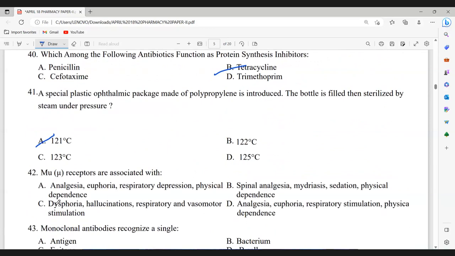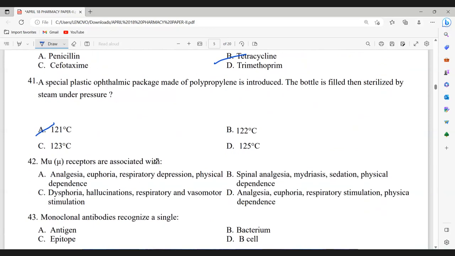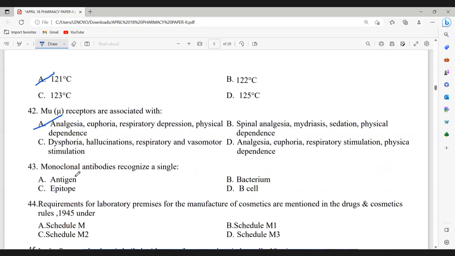And 42, muscarinic receptors are associated with analgesia, euphoria, and respiratory depression and physical dependence. 43, monoclonal antibodies recognize a single, it is a direct question, recognize a single epitope.